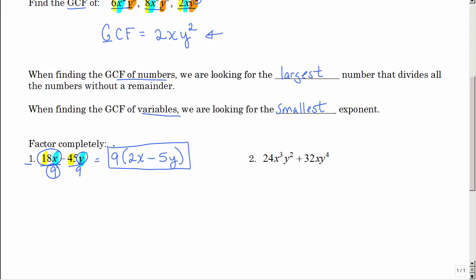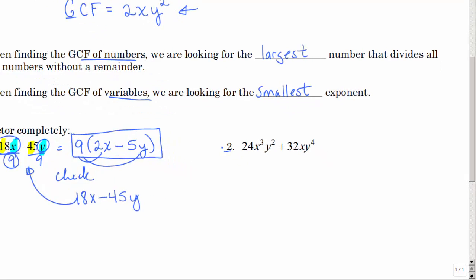So we're not just finding the GCF, we're factoring completely. Meaning you could check your answer, although it's not a 100% check, if you multiplied your answer, do you go back to the problem? Yes, you do. Let's look at number 2.